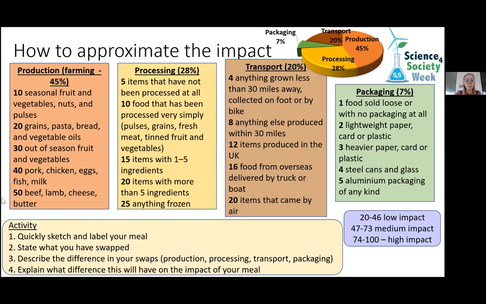So if you eat any beef, lamb, cheese, or butter, you're already well into your medium impact, because this from the production already has 50 points. So the biggest changes that you can make is trying to eat seasonal fruits and vegetables, trying to eat items that are less processed and locally grown and in season.